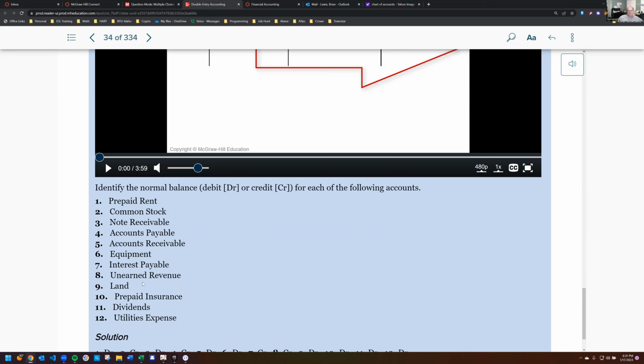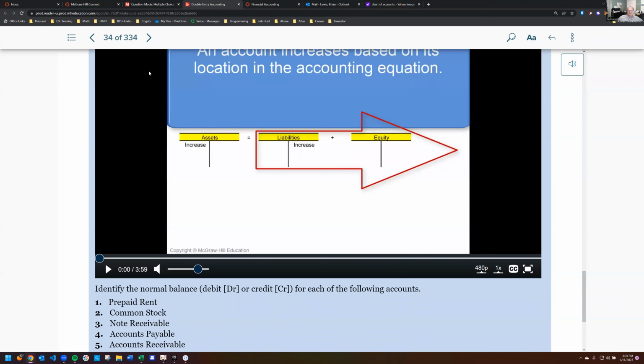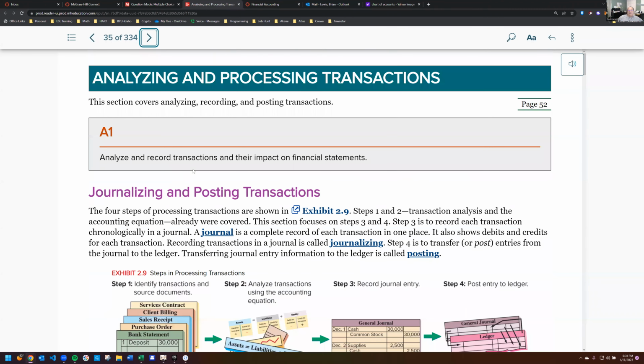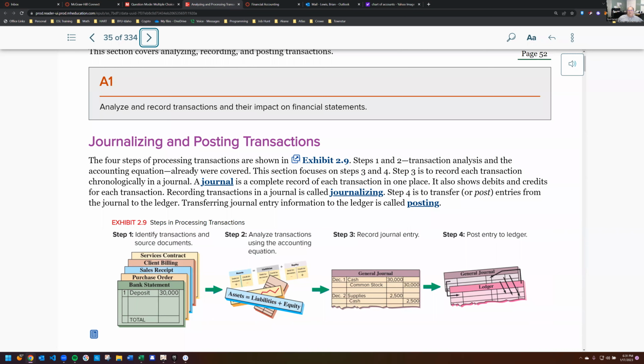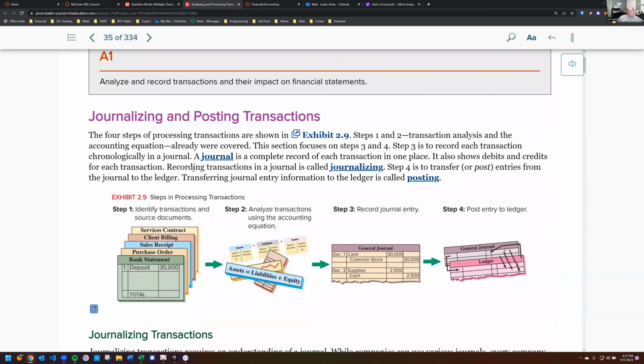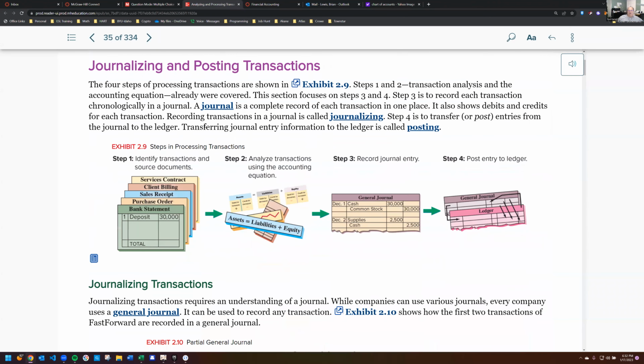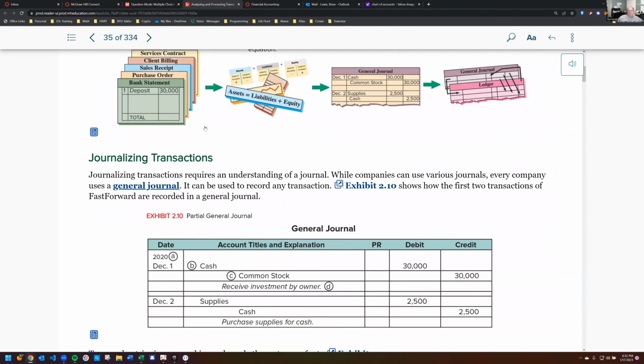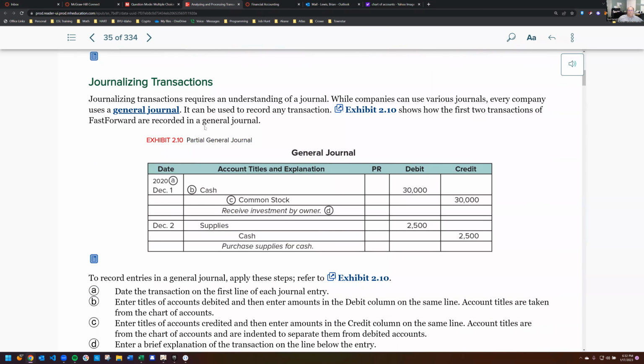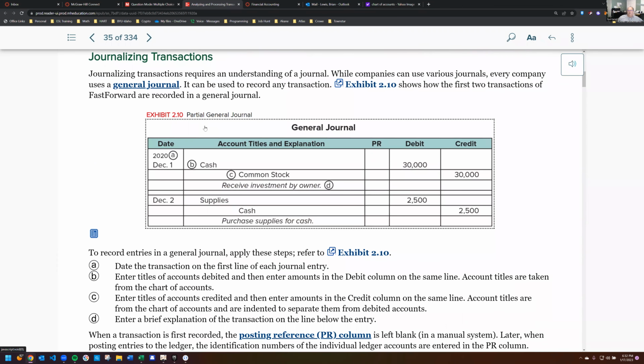In here, though, it doesn't show the contra accounts yet. Let's see if they show that here. I don't think the contra accounts come up until week 4. Okay, so they're not here yet. They're just giving you the straight-up easy stuff. Contra accounts are actually easy too, but they're a little brain twister if you're learning this for the first time.